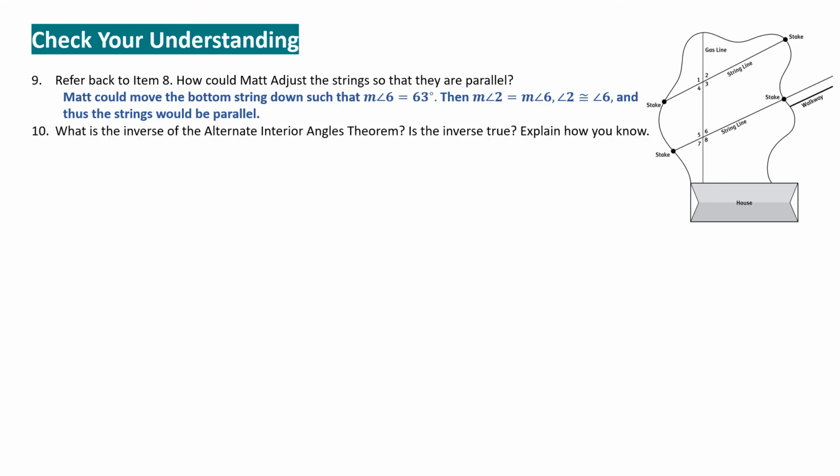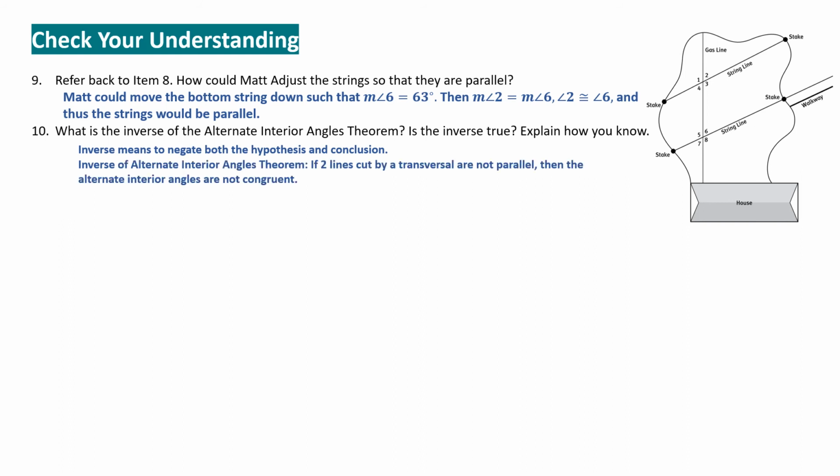Number 10, what is the inverse of the alternate interior angles theorem? Is the inverse true? How do you know? So what is an inverse? Remember, we've been doing converse today. Inverse is different. Inverse is just when we negate both the hypothesis and conclusion. Meaning if P then Q, the inverse would be if not P then not Q. So all you're doing is taking the negative of each statement in there. So the inverse of the alternate interior angles theorem says that if 2 lines cut by a transversal are not parallel, then the alternate interior angles are not congruent. Is this true though?